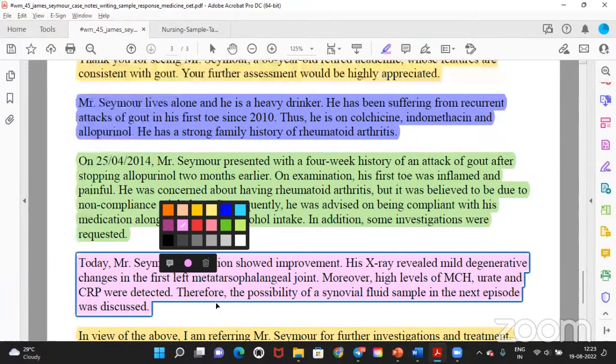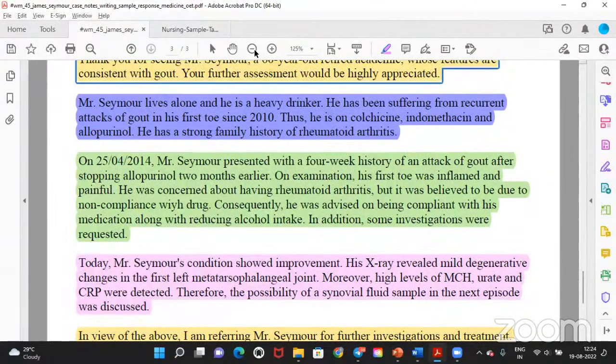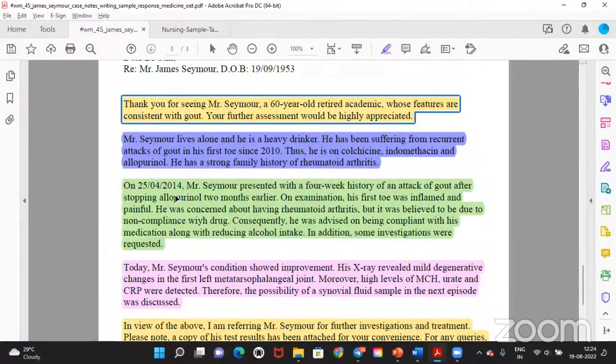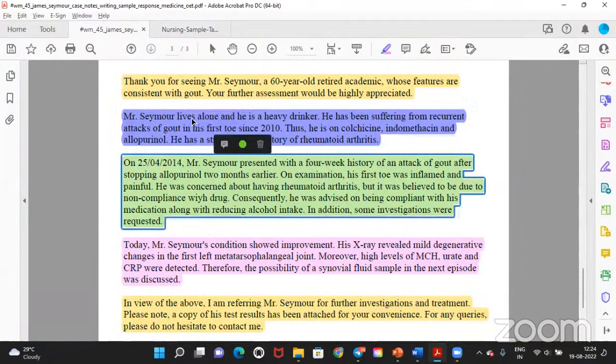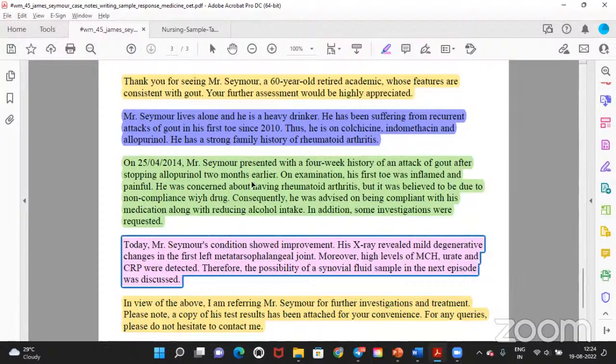This is the conclusion, and this is the introduction. So three body paragraphs, and five paragraphs only: introduction, conclusion, same color I have given, and the first, second and third paragraphs. This is a rough paragraph written by somebody, not an authentic letter. Some doctor has written it just like that. Don't rely on this standard, because anybody can put anything on the internet.